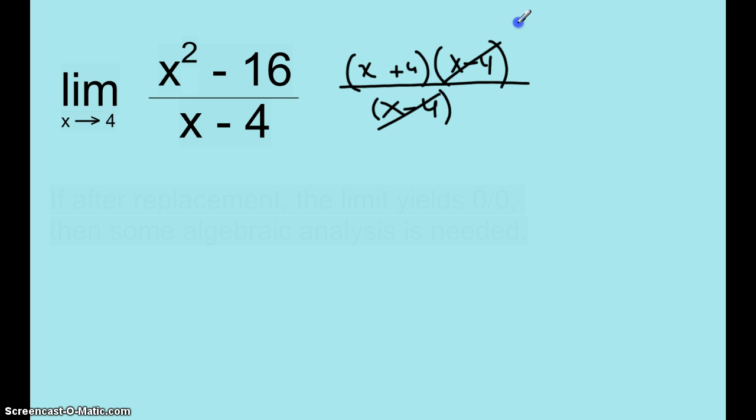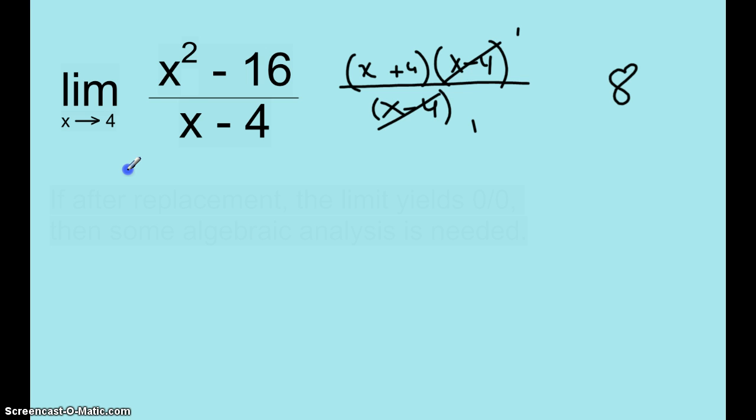Now let's go ahead and try to replace again. Replace the x with a 4. 4 plus 4, 8, times 1 over 1. That limit will be 8. Mind you, if we actually put a 4 in there, it would be undefined. But we're talking about a limit, how close it gets. It never really gets to 4, just gets really close.